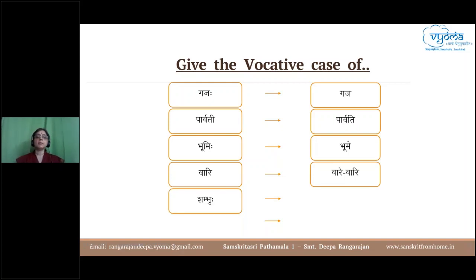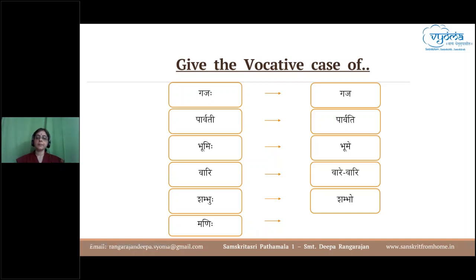Then Shambhuhu. Which Shabda is it like? Ukaranta Pullinga. Shambhum. That is Dvitiya. We need Sambodhana Prathama. Like Guru, we have Shambho. Shambho. Yes.